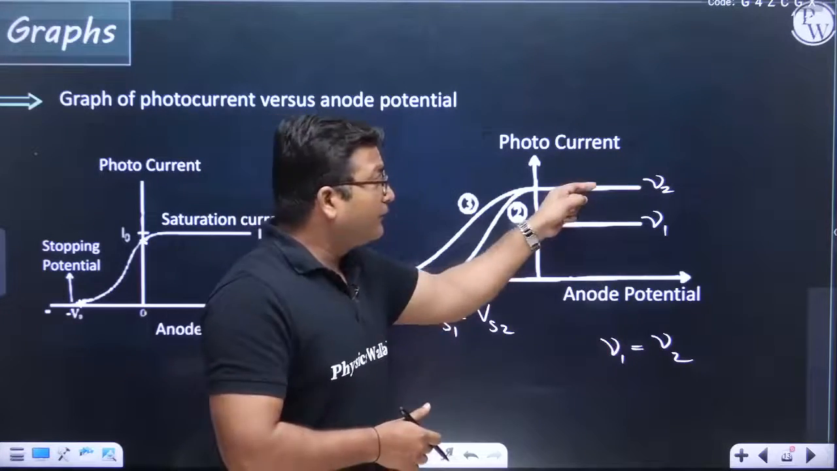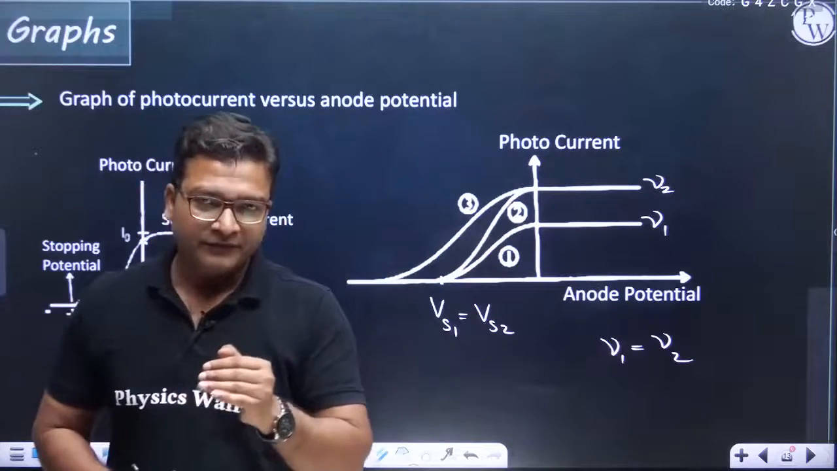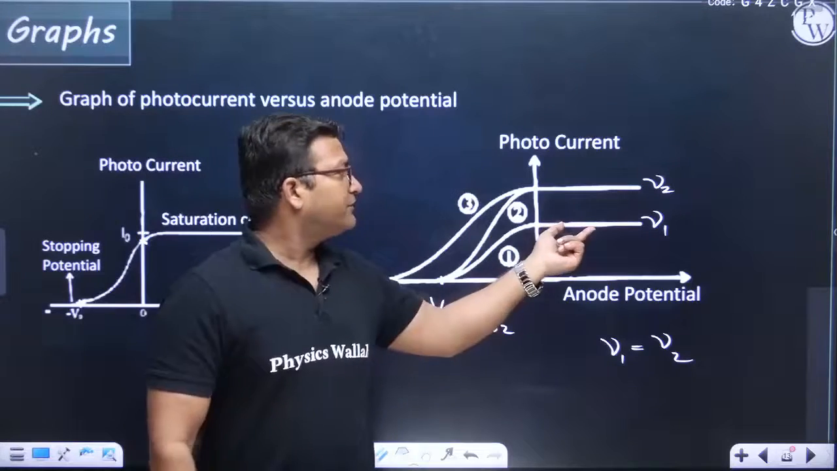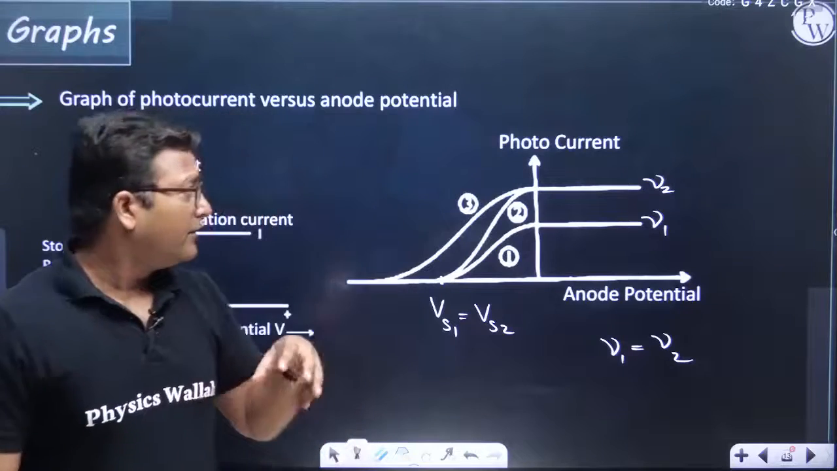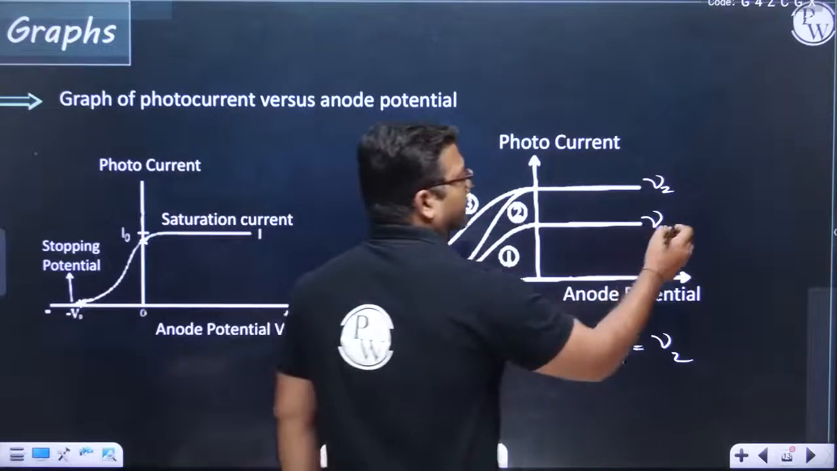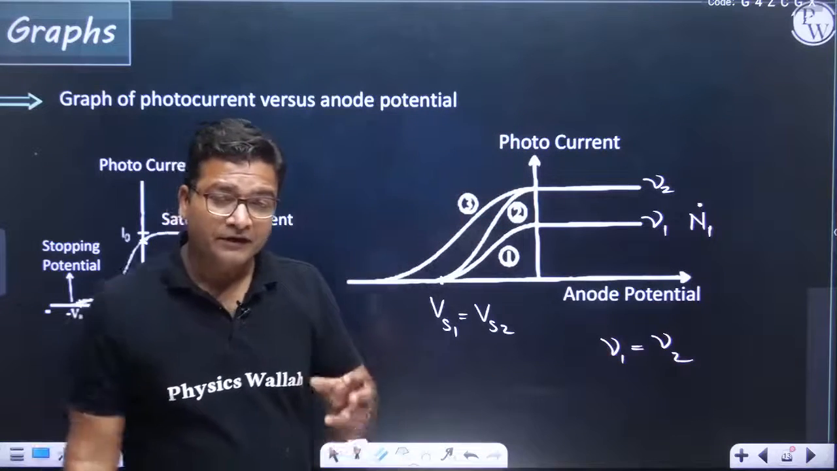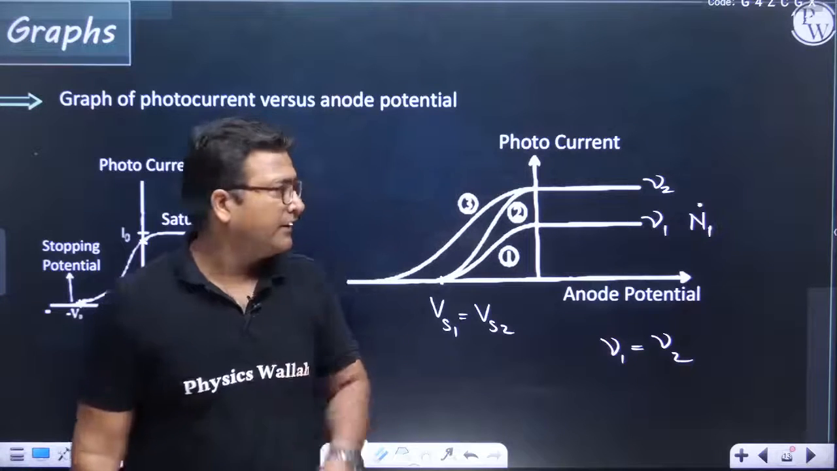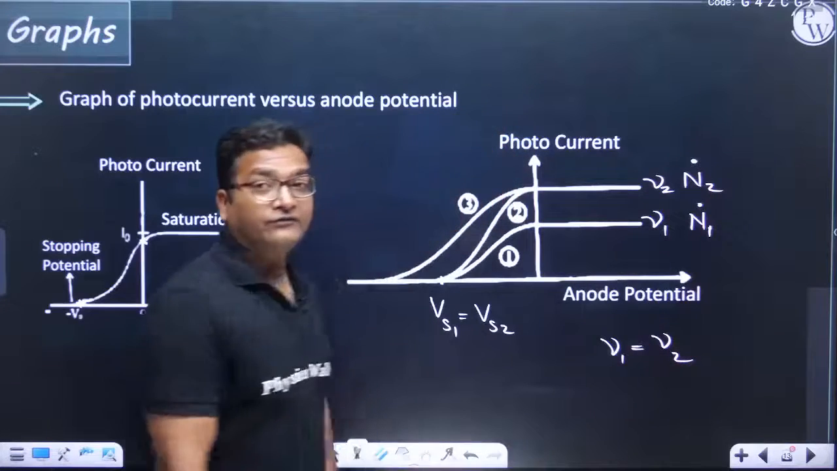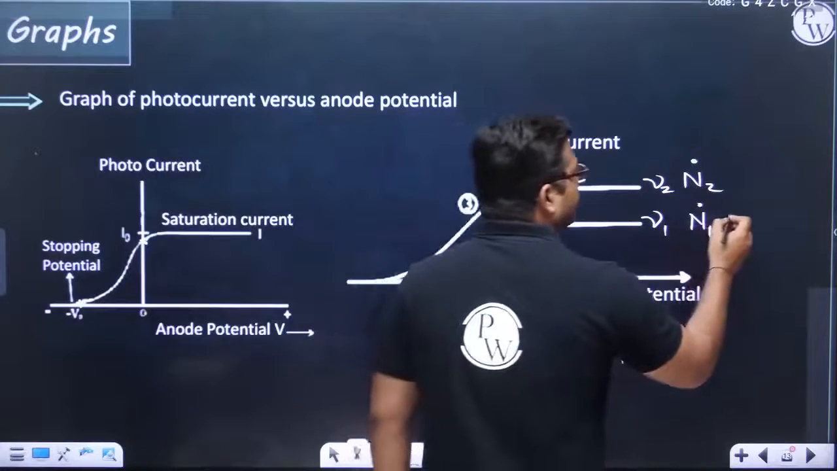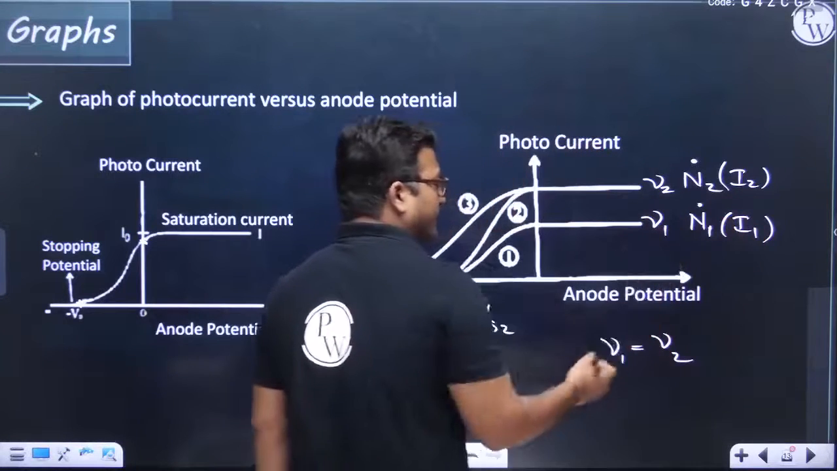But why is the photocurrent, the saturation current, more in graph 2? The reason is obvious. More electrons are being emitted here, and that's only possible if more photons are falling in graph 2. So if n1 dot is the number of photons falling per second in case of graph 1 and n2 dot is the number of photons falling per second in case of graph 2, or let's say intensity of light I1 and I2.